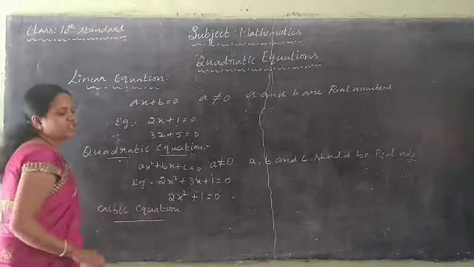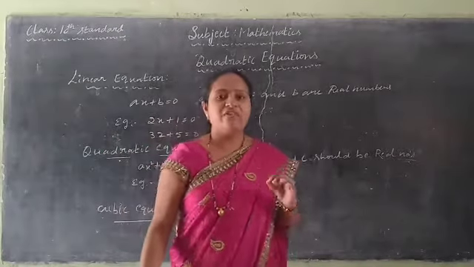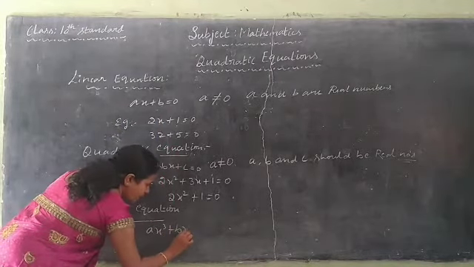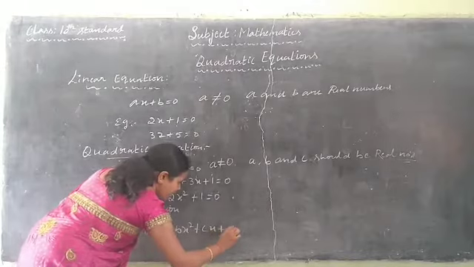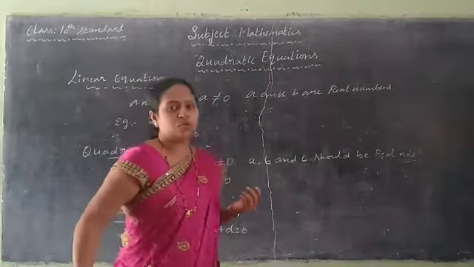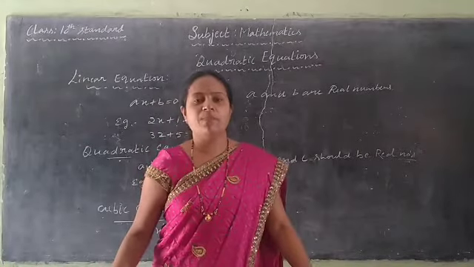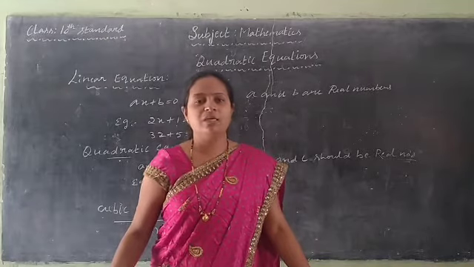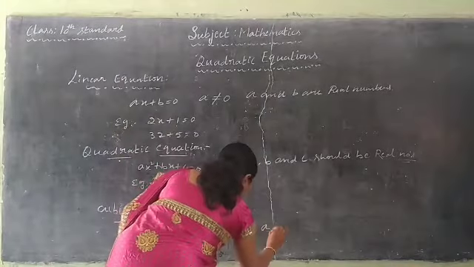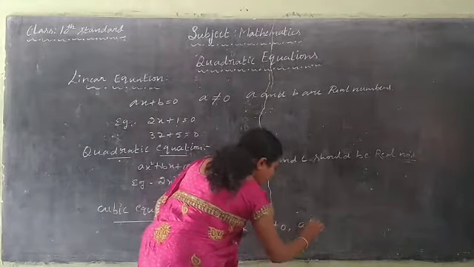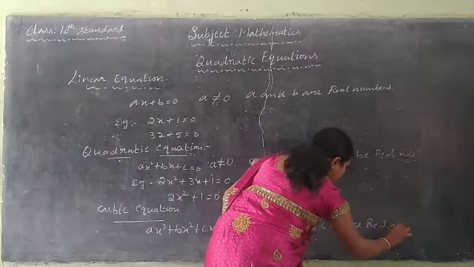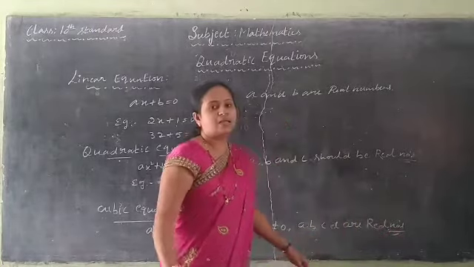What do you mean by cubic equation? The equations which are in the form of ax cube plus bx square plus cx plus d is equal to 0 are called cubic equations, children. Here also the value of a should not be 0, and a, b, c, d should be considered real numbers.